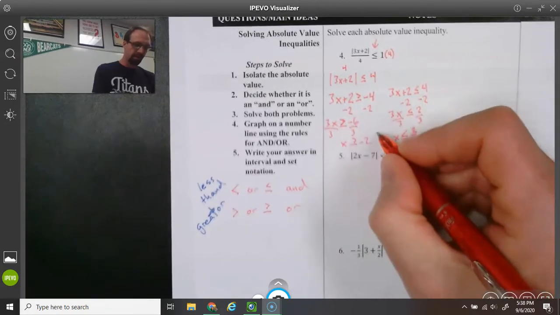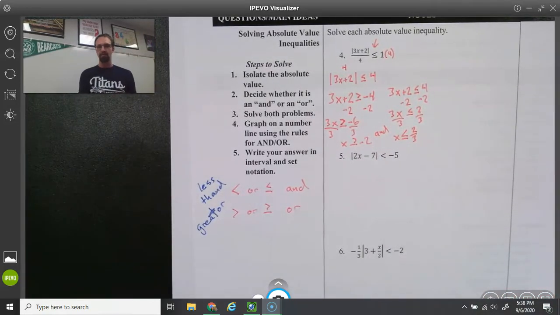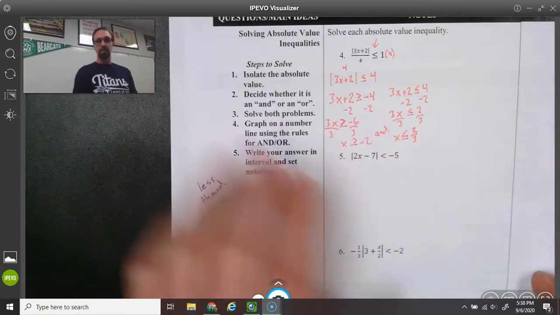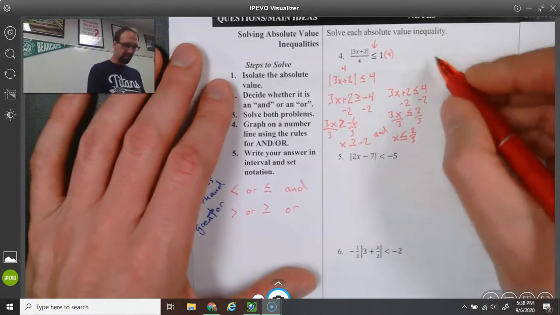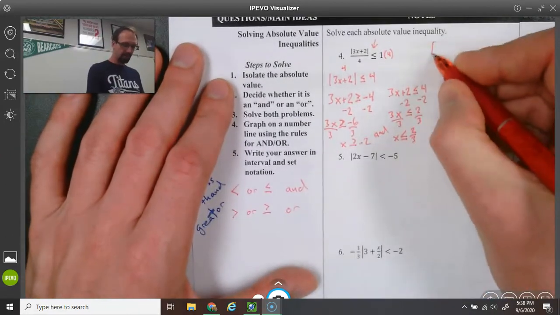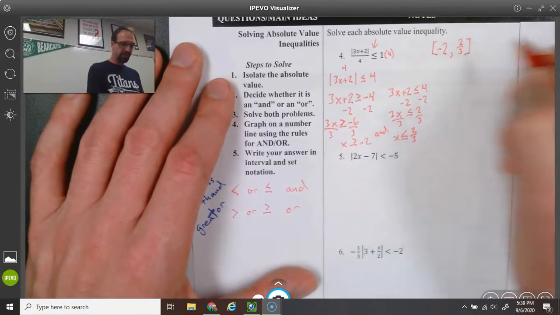Now, this scenario is an and scenario. So if I think about this, when I'm graphing this or talking about a solution on a number line or an interval, it has to be within both of these. So it says write it in interval notation. So if it's an interval, it looks like we're including these values. So we're going from negative 2 to 2/3 inclusive.